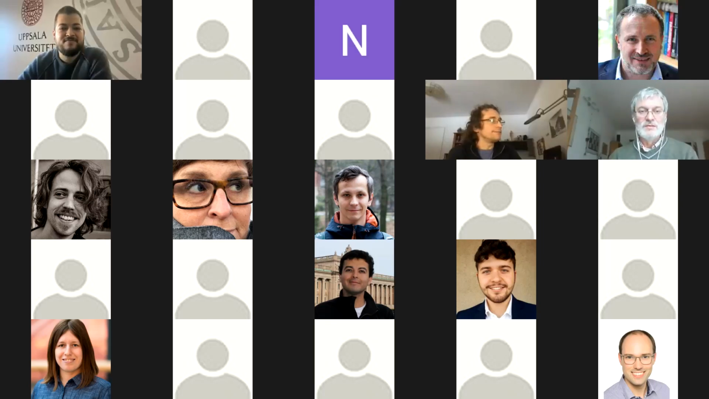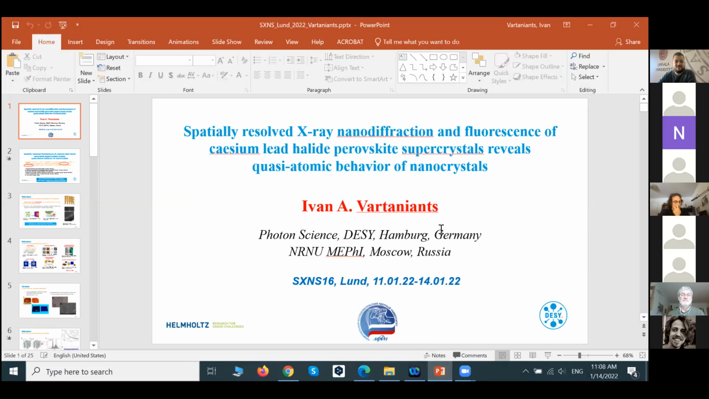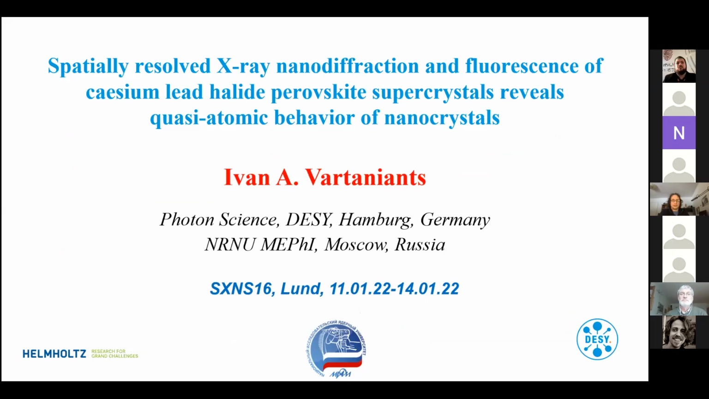And share your screen. So the second presentation will be given by Ivan Vartaniants, and he's also from DESY. And the topic is also very similar, focusing on a little bit different material or nanoparticles: spatially resolved X-ray nanodiffraction and fluorescence of caesium lead halide perovskite supercrystals reveals quasi-atomic behavior of nanocrystals. So we see your presentation, so please go ahead.